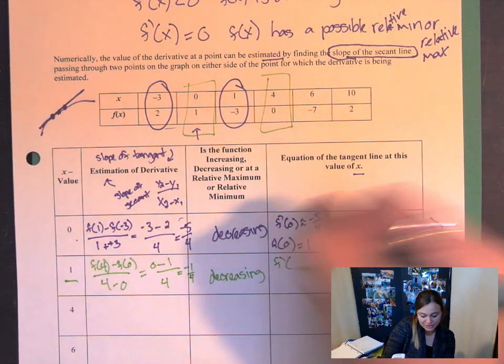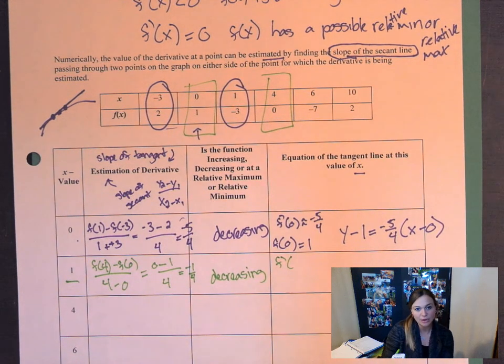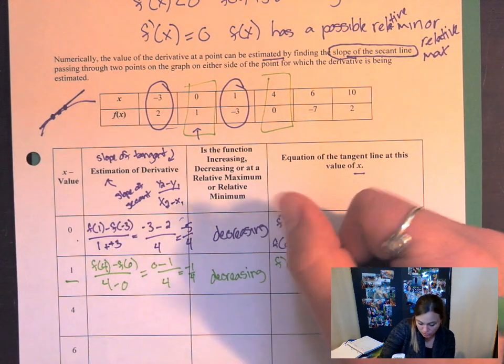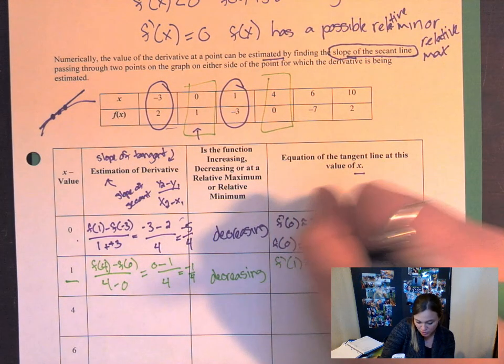And then you keep going with this. Skip through any part of this that you don't think you need, and then come back only as needed when you check your work. So f prime of 1 is going to be approximately negative 1/4.